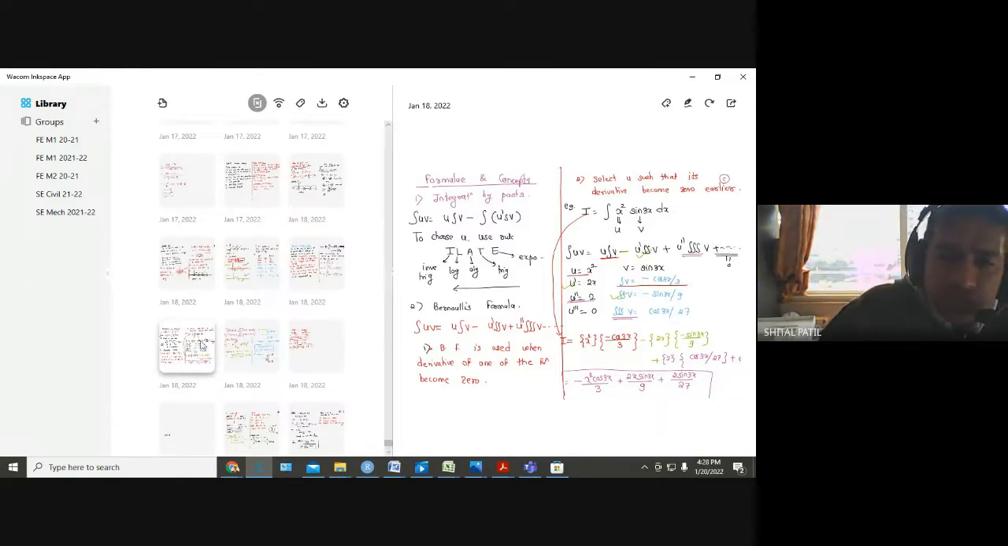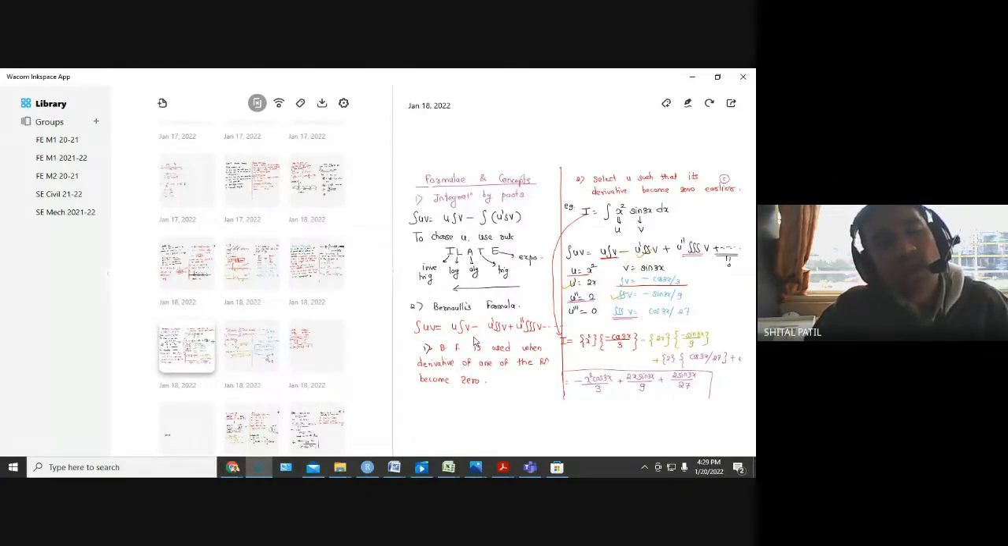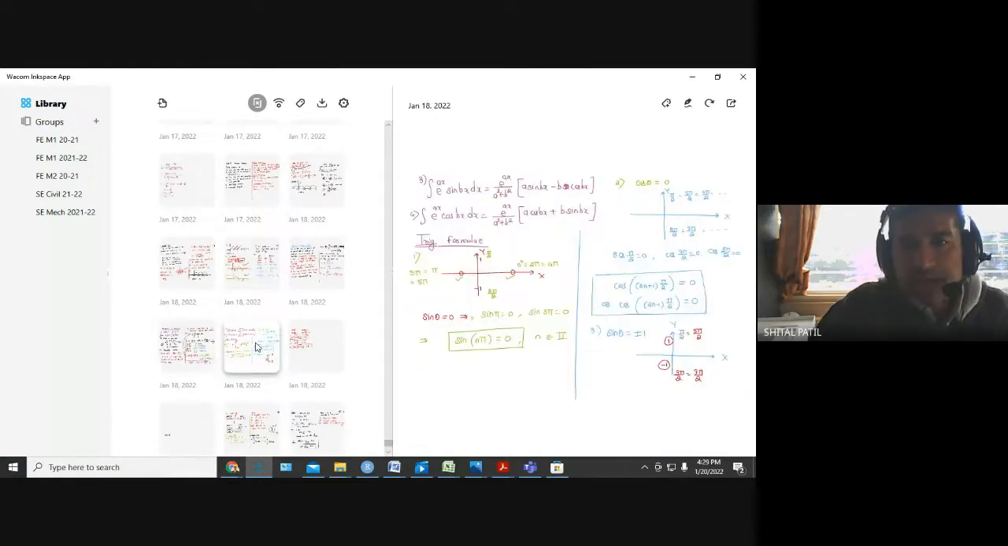Then we studied Bernoulli's formula, and here we are using Bernoulli's formula in the Fourier series, and we understood that this formula is applicable whenever the derivative of one of the functions becomes zero. Okay, and that will be the u function. So we solved one example also. Then these two formulas are very well known to us. We studied the integration formulas.